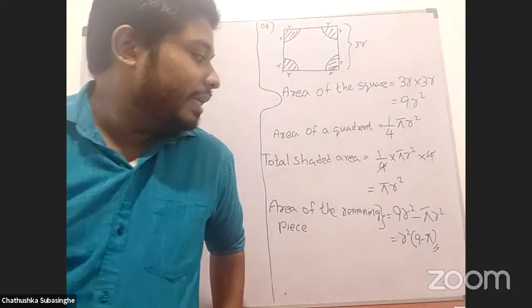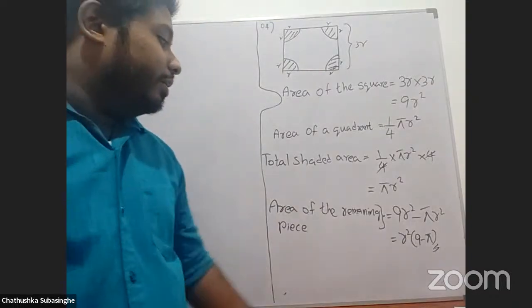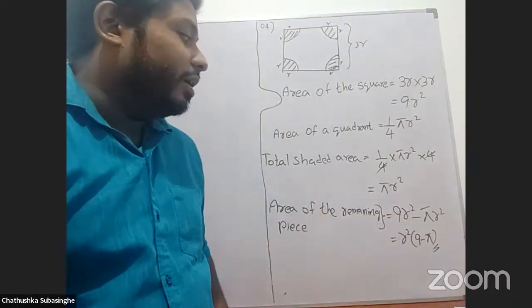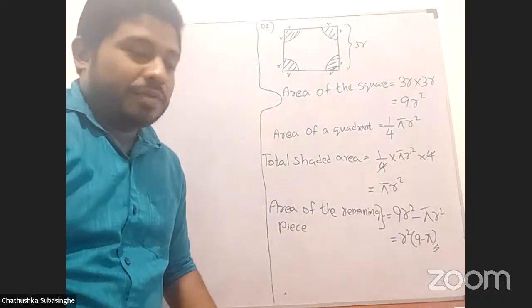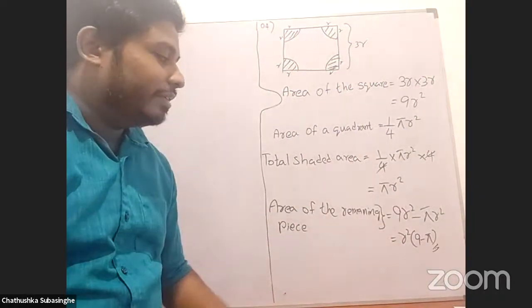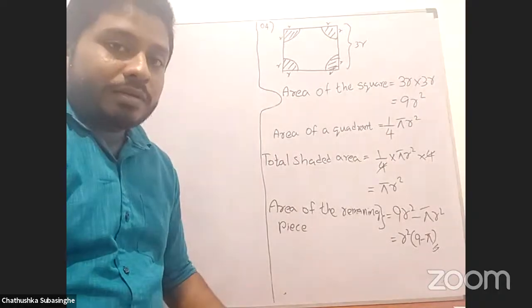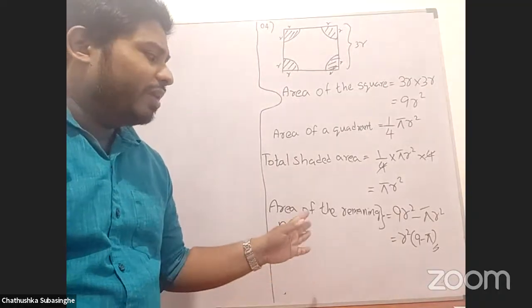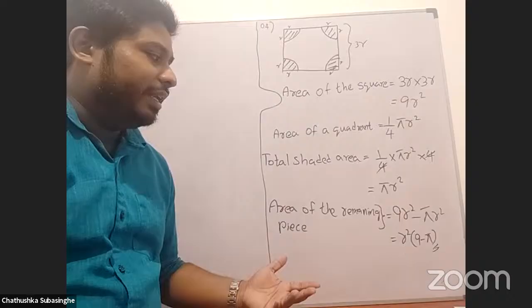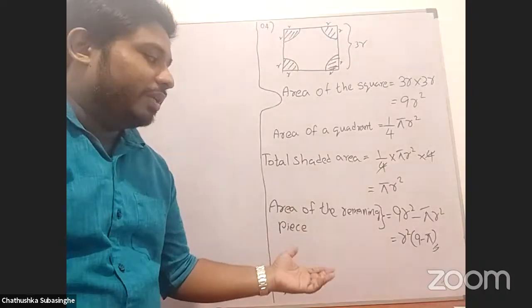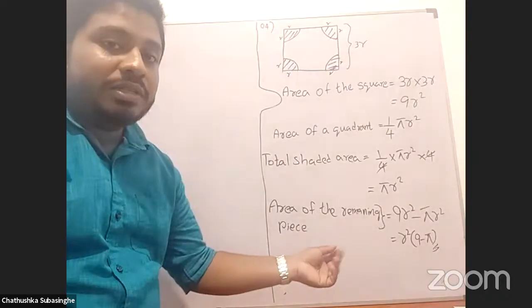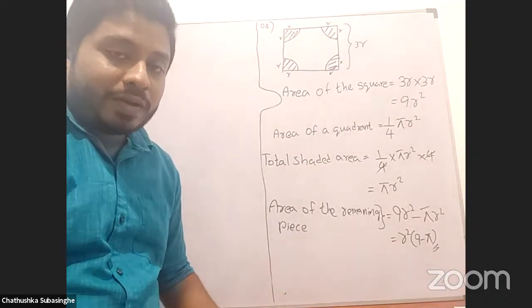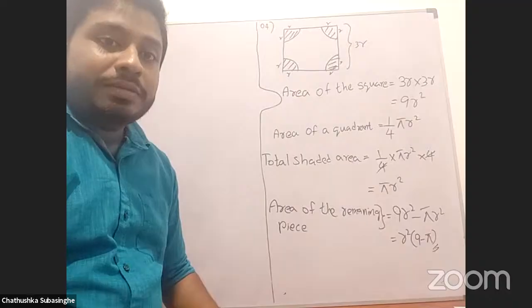Yes, you can write 9r squared minus pi r squared. That doesn't matter. But if you can factorize it, that's better, right? Normally they are not expecting the factorization part here, but make it a practice. If you can factorize something, just factorize it and show. Make it a habit.